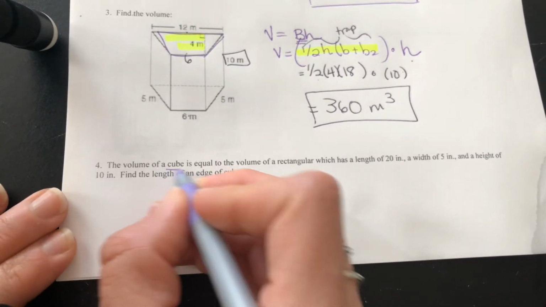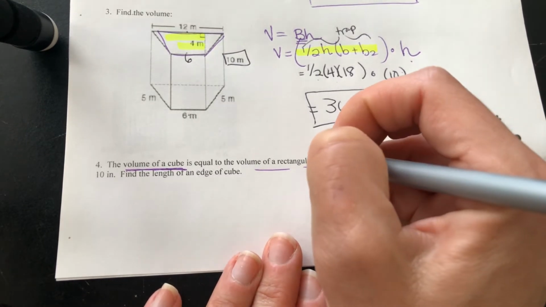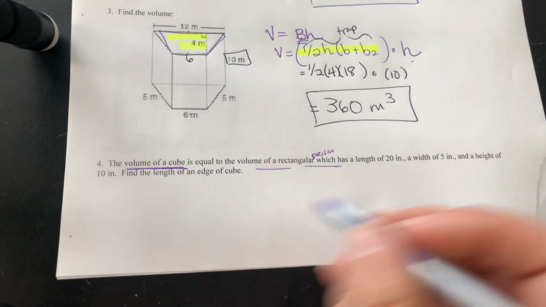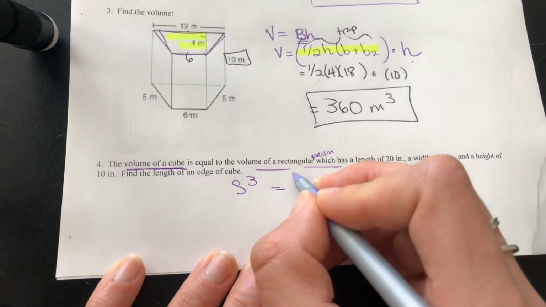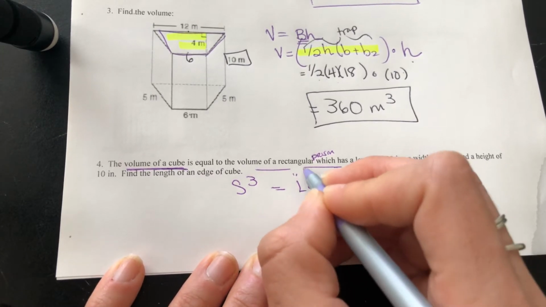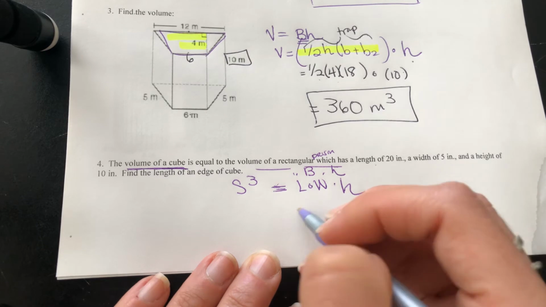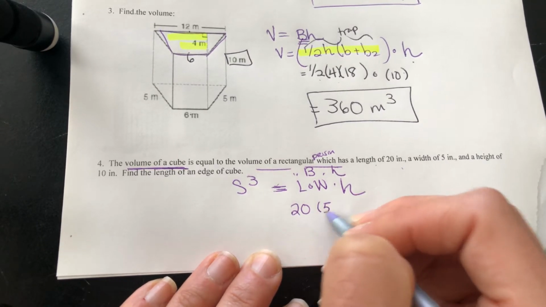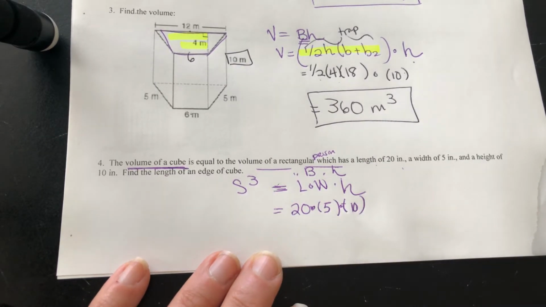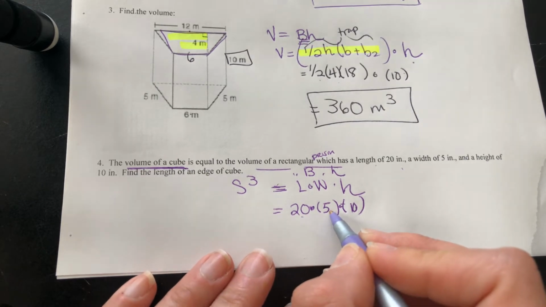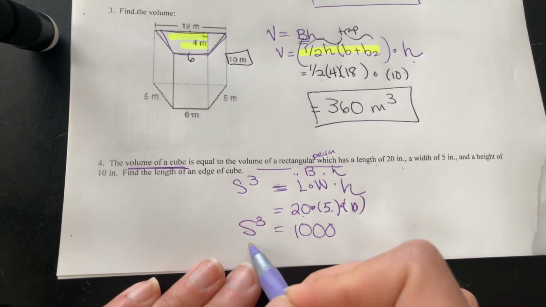So it says the volume of a cube is equal to the volume of a rectangular, probably should say rectangular prism. So let's do volume of a cube we know is S cubed. Volume of a rectangular prism we should know is length times width for the base times your height. And then let's figure it out. Their volumes are equal. The length is 20, the width is 5, and the height is 10. And it wants us to find the side of the cube. Well, 20 times 5, 100 times 10 is 1,000 for the volume. So that means the volume of the cube is 1,000.